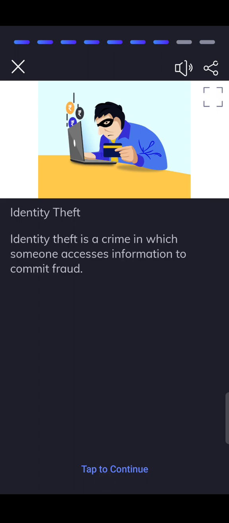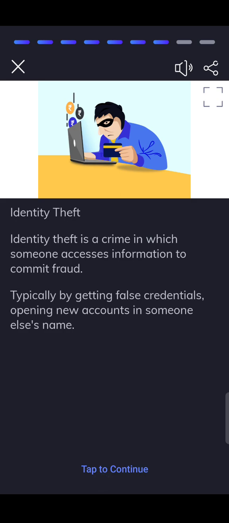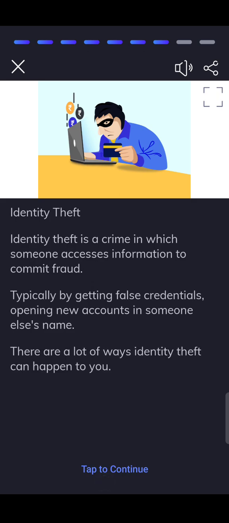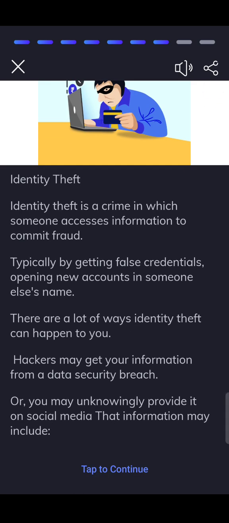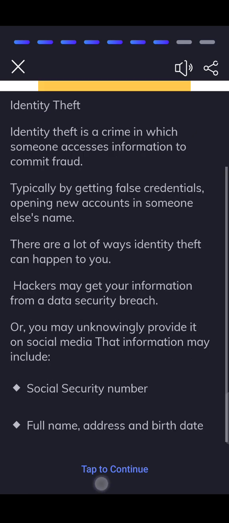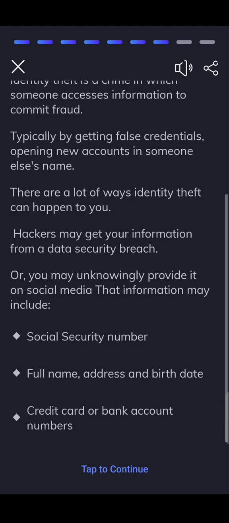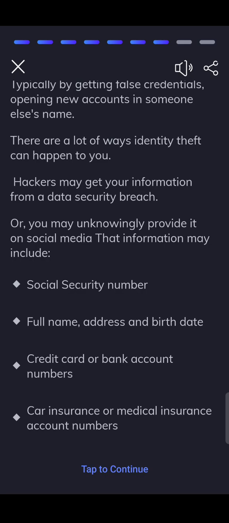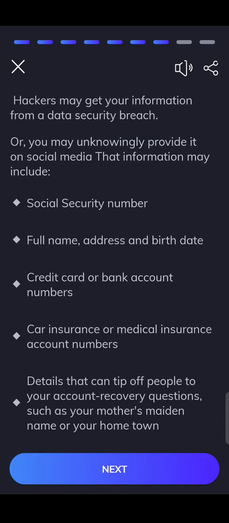Identity theft is a crime in which someone accesses, typically by getting false credentials, opening new accounts in someone else's name. There are a lot of ways identity theft can happen to you. A hacker may obtain it, or you may unknowingly provide it on social media. That information may include Social Security number, full name, address and birth date, credit card or bank account numbers, car insurance or medical insurance account numbers, and details that can tip off people to your account recovery questions, such as your mother's maiden name or your hometown.